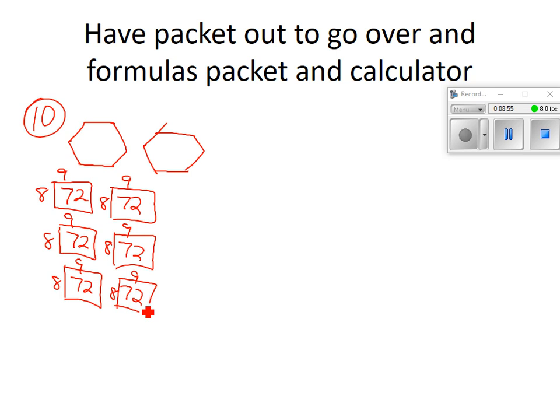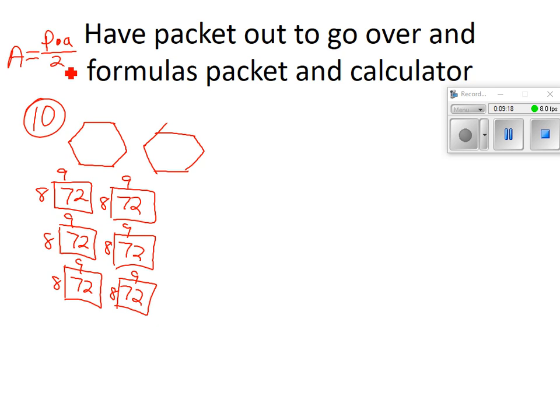Now, for the hexagon, remember the formula for area of a hexagon is P times little a divided by 2. What's the P stand for? Perimeter. What's the little a stand for? Apothem, good. So somebody help me out. What's the perimeter of our hexagon? How do you find the perimeter of that hexagon?